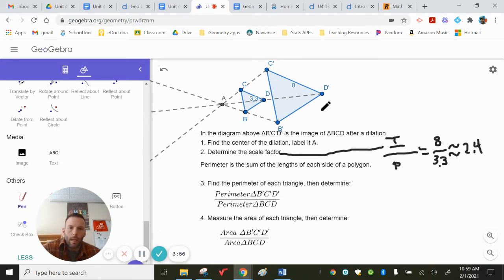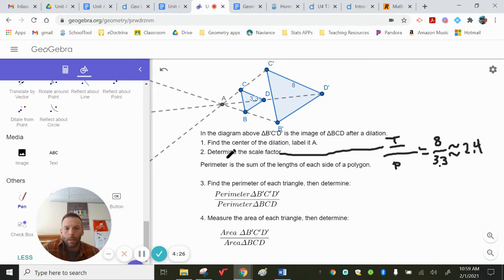Okay, so what you see I did here is I used the measure tool to measure the length of segment CD, and then that of C prime D prime. So those are corresponding sides. And then the scale factor is the ratio of an image length divided by the pre-image length. So 8 divided by 3.3 is about, that's the squiggly equal sign, approximately 2.4. So about 2.4 is the ratio of these lengths as I have them drawn here.